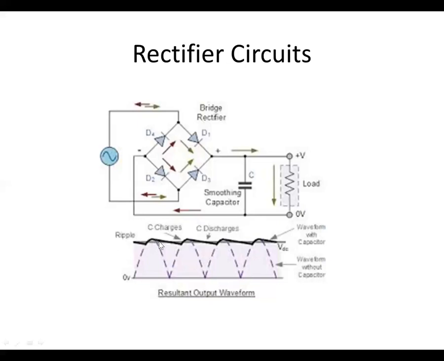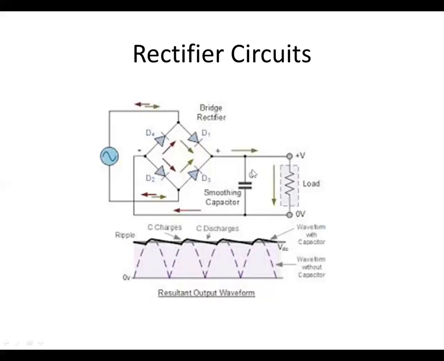You'll hear mention of ripple on a power supply, and that's what this is. It's the charging and discharging of this capacitor, the smoothing capacitor, due to the power consumption of the load, whether it's a resistor or a radio.